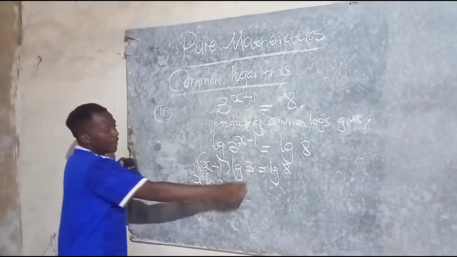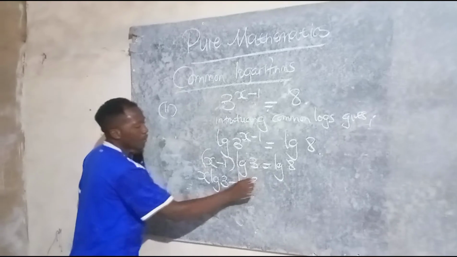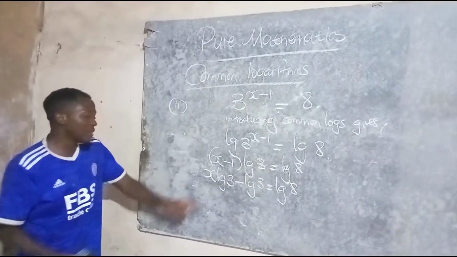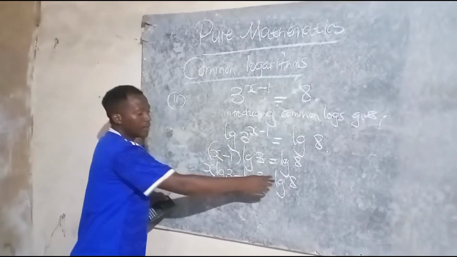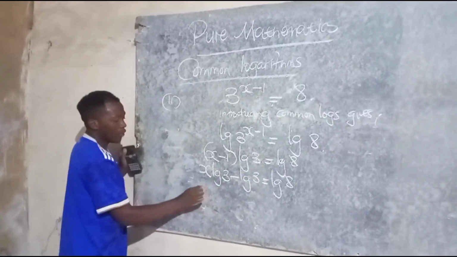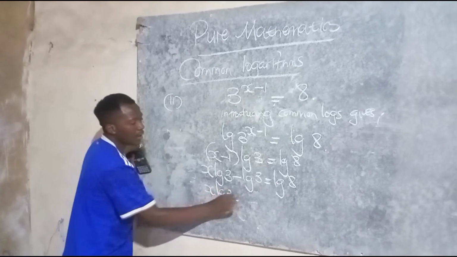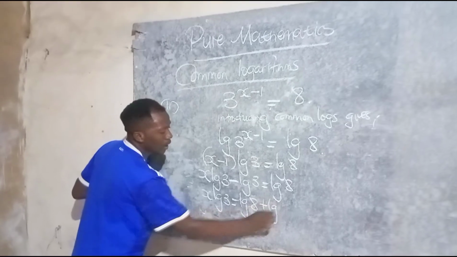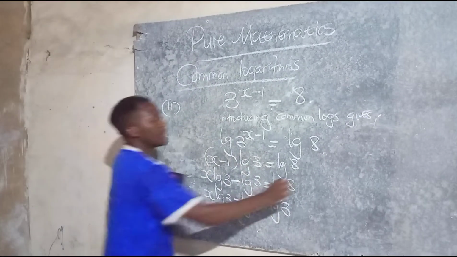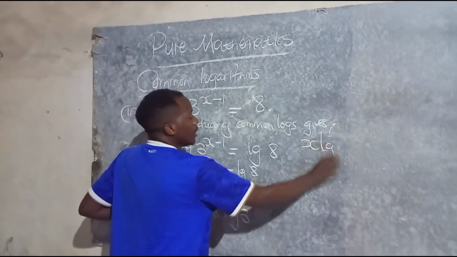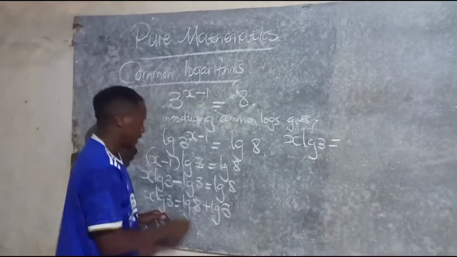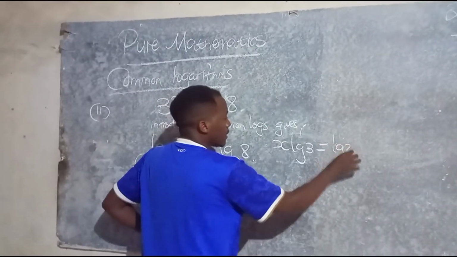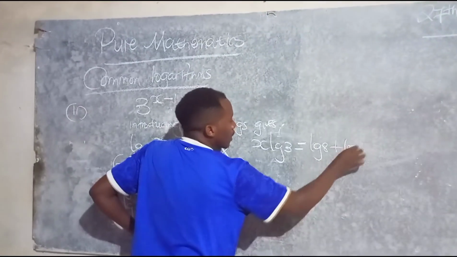Then negative 1 times log 3 is negative log 3, equals log 8. My main area of interest is to find x, so log 3 is free to cross over the equal sign. So I'm going to have x log 3 equals log 8, plus log 3. Then x equals log 8 plus log 3.